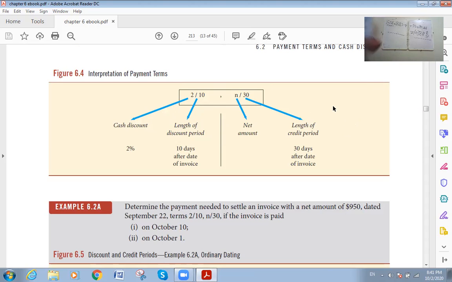Say, assume that it was 2 by 10 and n by 30, okay? So he paid on the 5th day. He paid on the 5th day to get the discount.